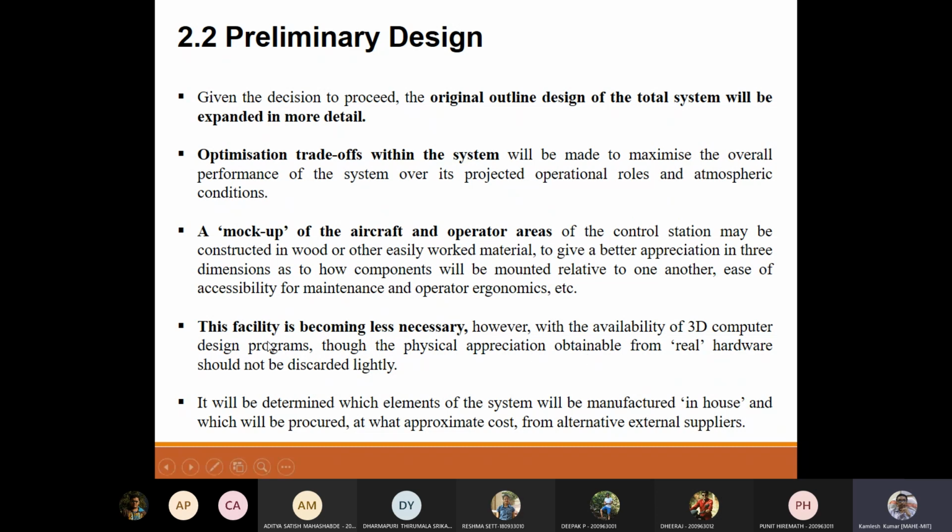Then this facility is becoming less necessary today, because today you have 3D computer design programs. So instead of looking at physical models, people now go first with 3D models. Of course this has started slowly. Long back there was no software, so they started creating physical models, which have no use in the future, only for getting the idea. And now you have good software, 3D modeling software, 2D modeling software, and then you have CFD analysis type of software. So of course you are getting more exposure without making the real hardware.